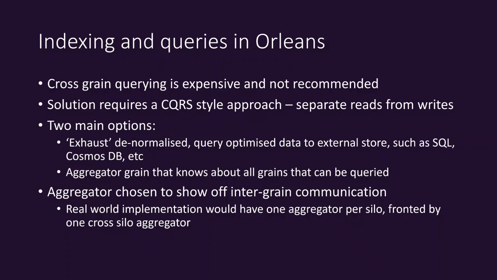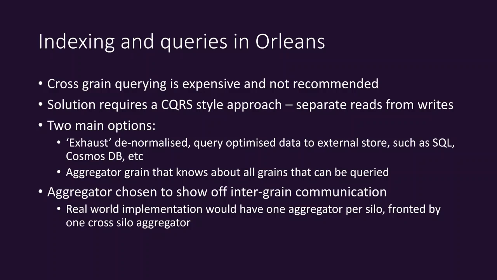So why do we have to do this? And this opens up one of the interesting aspects of picking a framework. Cross-grain querying is not something that's either recommended or really supported. And if you think about it, that makes sense. Imagine a system with tens of thousands of grains, each representing one event. If you want to ask the system how many events took place on the 5th of January, that's a lot of work, and you don't want to be building bottlenecks by querying all the different grains here.